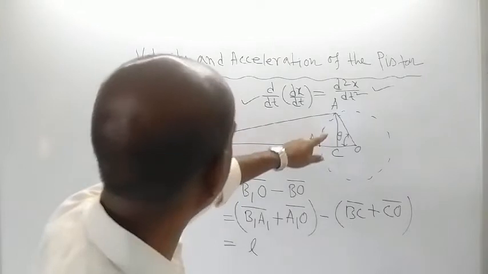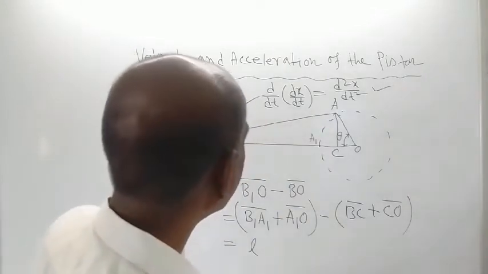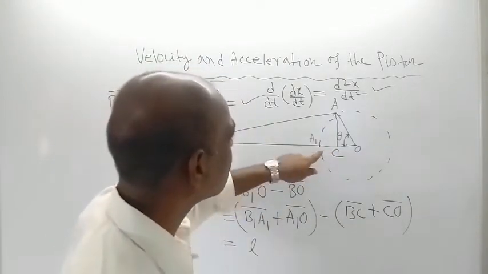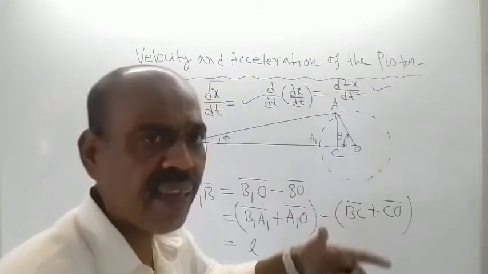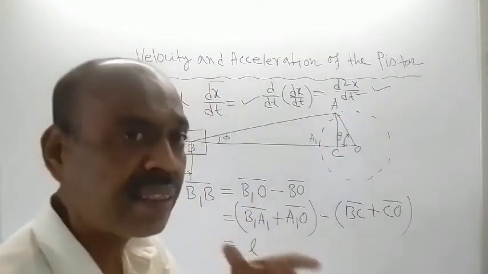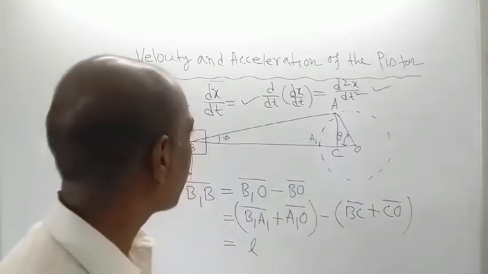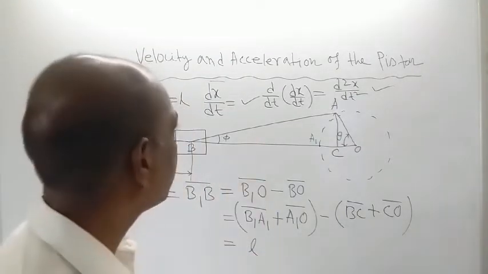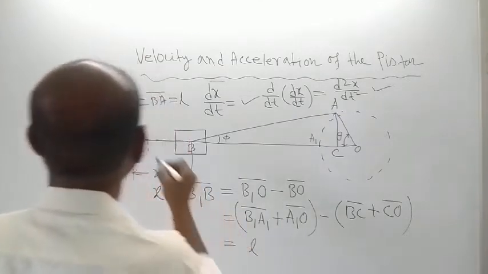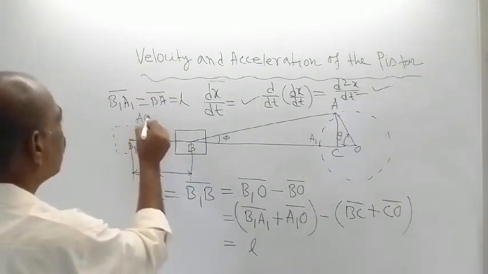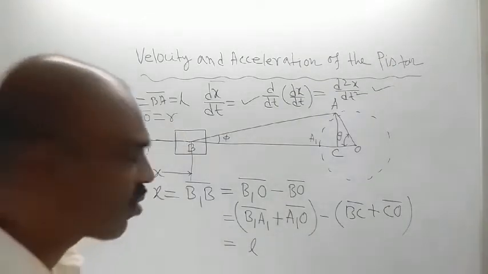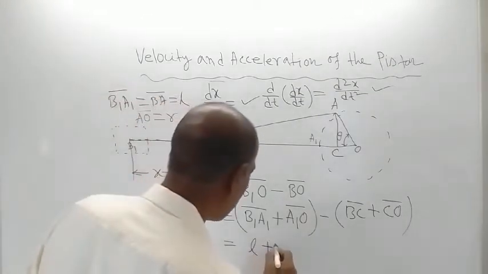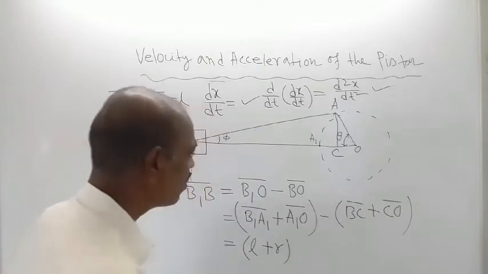And A1O, this is the radius of this circle. This is actually AO. AO is the crank. That means AO is the length of the crank, and that is denoted by R. Length of the crank, I am showing somewhere here. AO is denoted by R for radius. So this is equal to R. So L plus R.